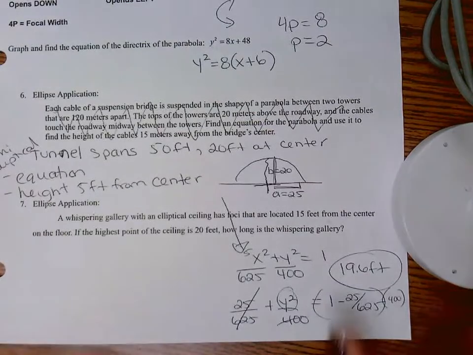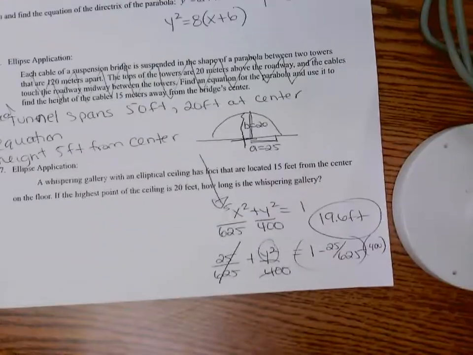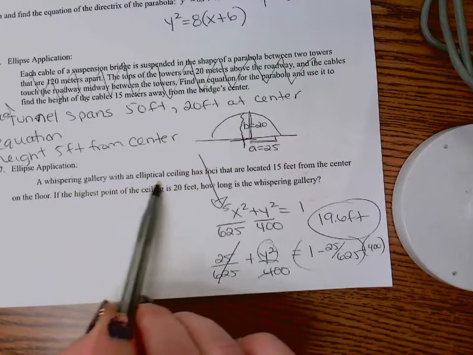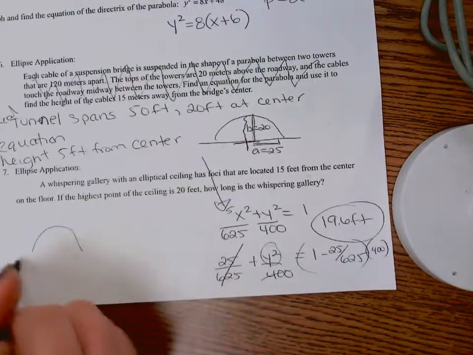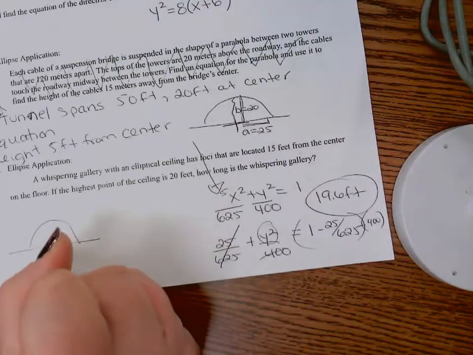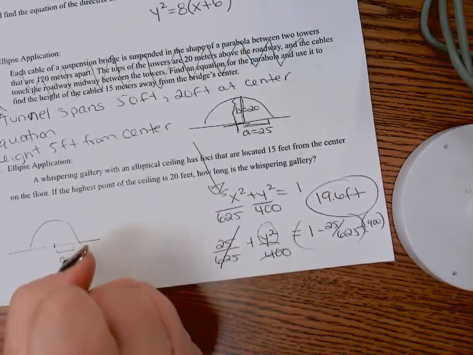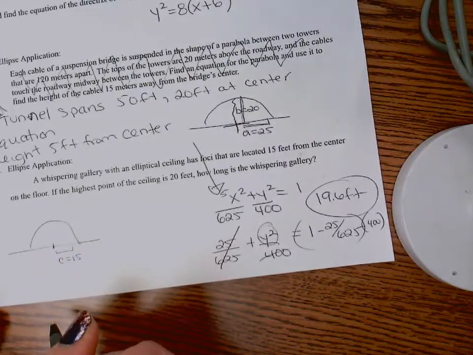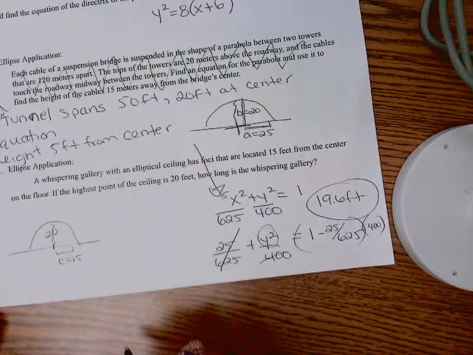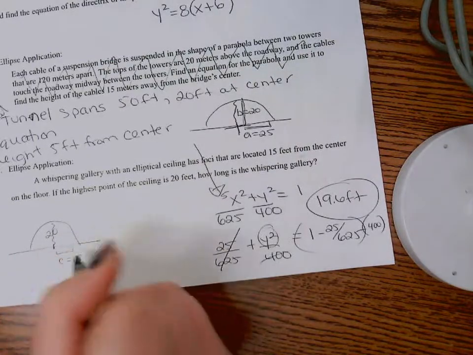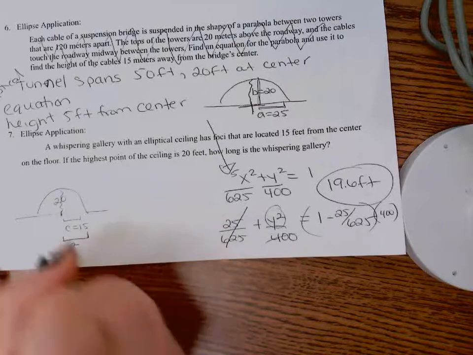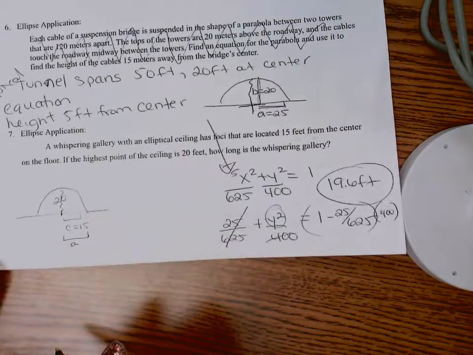And here's my second ellipse application where I'm finishing with this video. A whispering gallery, it has an elliptical ceiling. There's my elliptical ceiling. It has foci located 15 feet from the center. So that tells me that C is 15. The highest point of the ceiling is 20. How long is the whispering gallery? So I'm just looking for A, right? This would be A, and 2A is the length of the whole gallery.